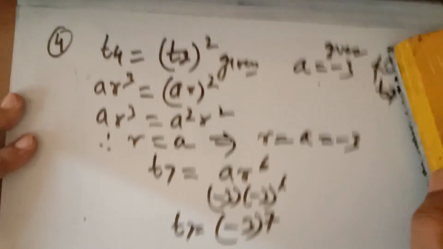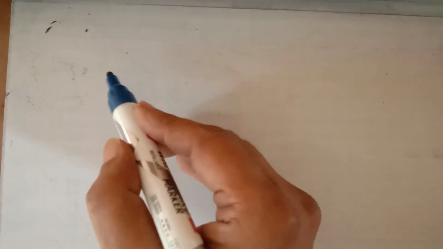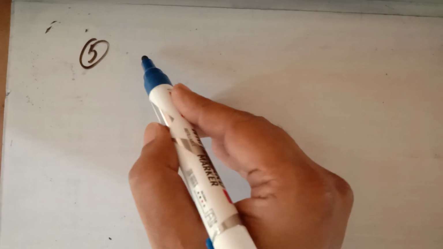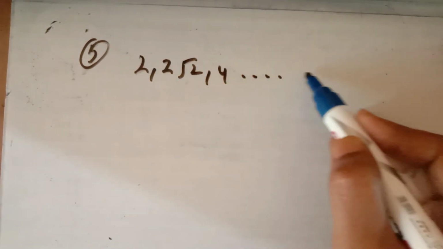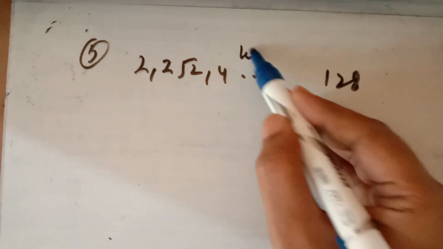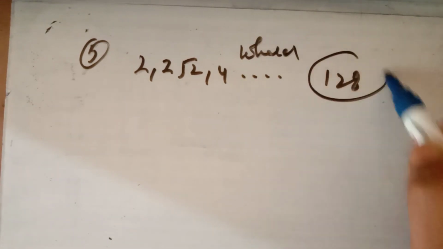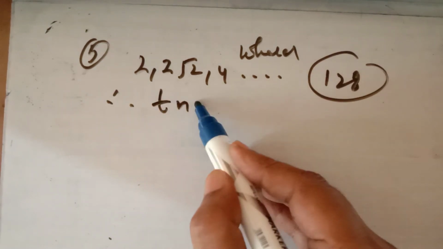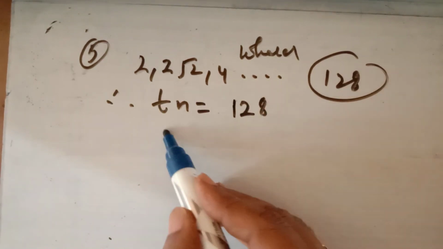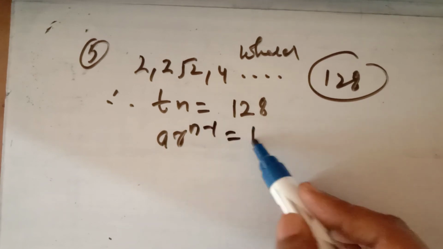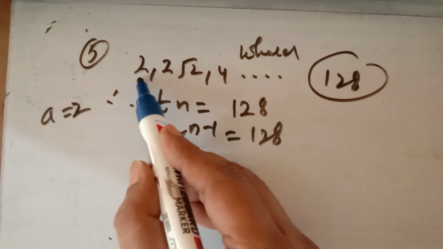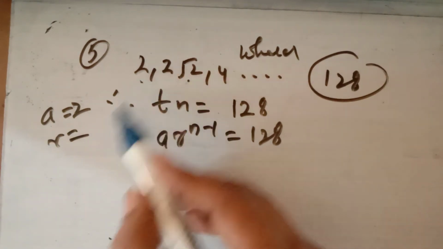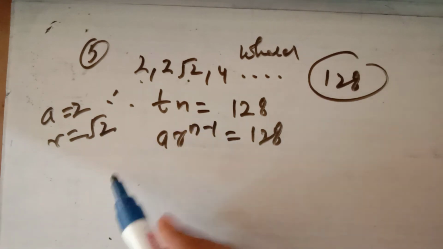Now in question number 5, you have to find the number of terms of a GP. So see it very carefully whenever you have to find the number of terms. Which term of the given geometric progression is 128? Which term of this is 128? So whenever the term is given, you let it equal to nth term, meaning a r raised to power n minus 1 is equal to 128, where a is equal to 2. If you see it, if you divide, the first term is a, and the common ratio, this divided by this, will be root 2. So this is the a and r.